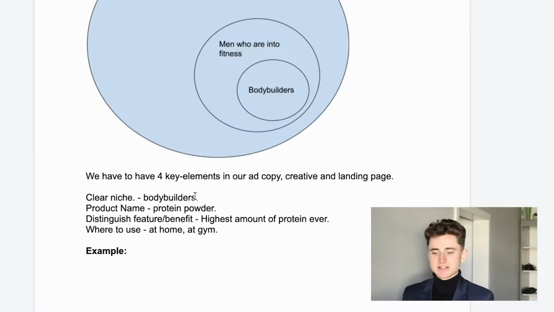The second thing is the product name. Let's say that we are selling protein powder. Again, we want to use these keywords in all those 3 ad inputs. This is going to help the algorithms understand what we are selling.